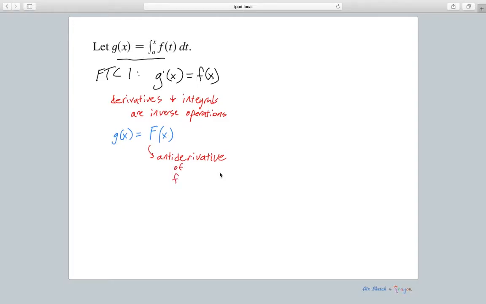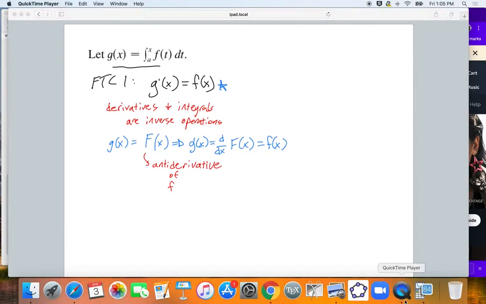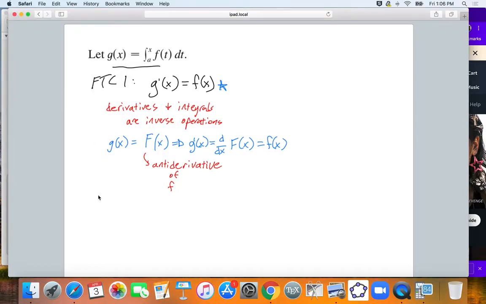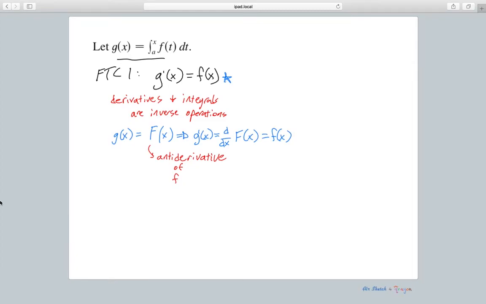All right, and all that means is that by definition, if I take the derivative of g, that means I'm taking the derivative of capital F. That's going to get me f of x, which is established in FTC 1. All right, so the process of taking an integral is really finding an antiderivative.